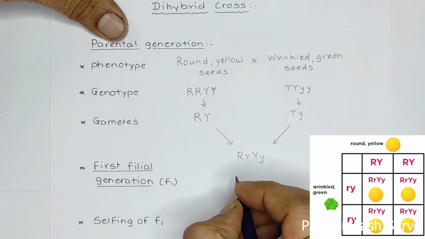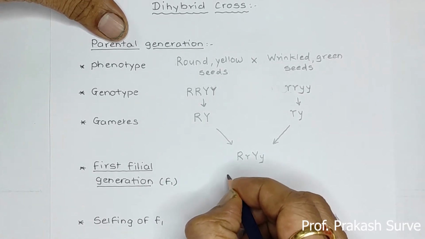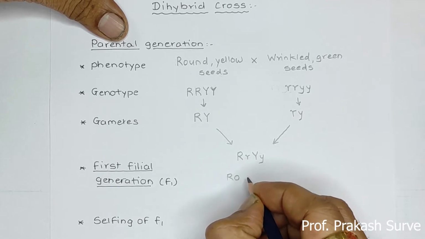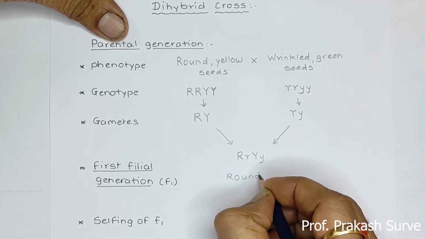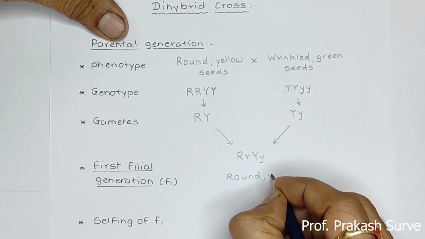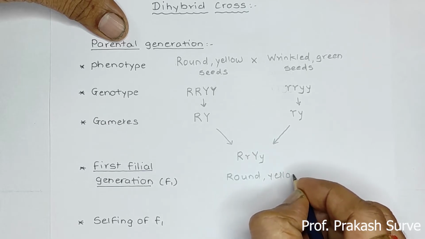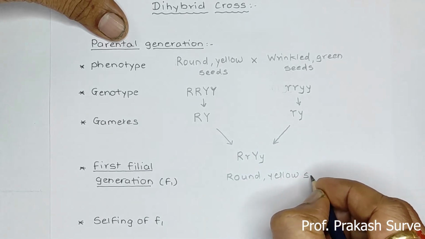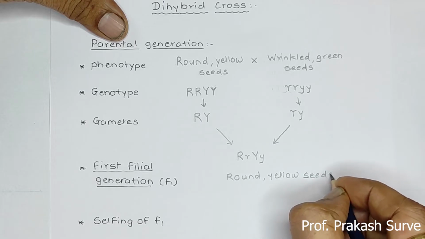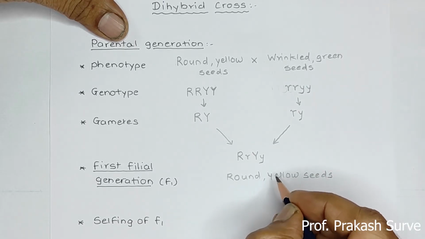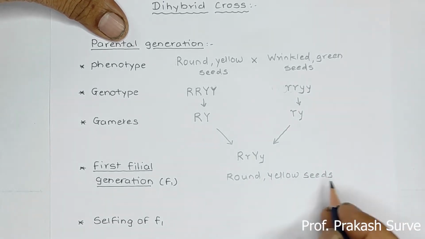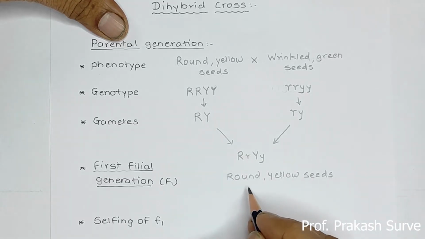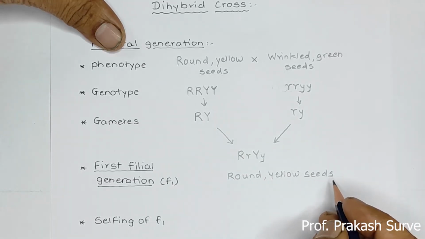So here we'll mention which is a round yellow seeded plant. Round and yellow seeds. This one, we can say, is a hybrid one. So phenotypically, it is a yellow and round seeded plant.